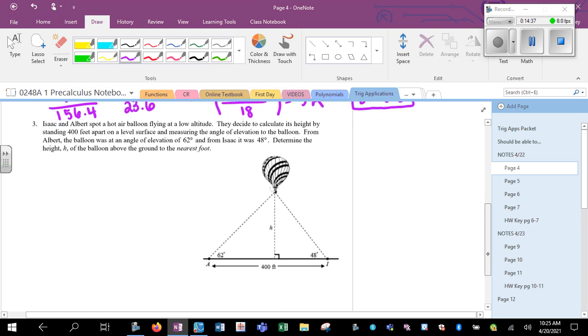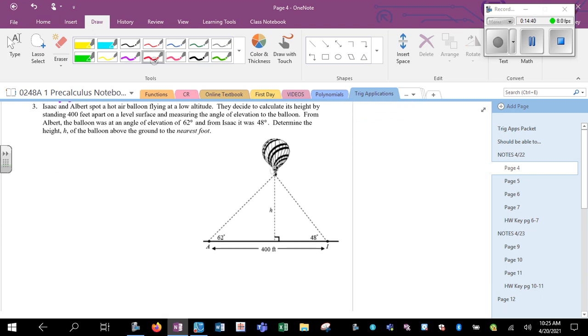Next question is an application. You'll notice there's going to be lots and lots of applications, hence the name of the packet. So word problems related to everything. Here we have I for Isaac and A for Albert. They spot a hot air balloon flying at low altitude. They decide to calculate its height, called h in our picture, by standing 400 feet apart and measuring an angle of elevation to the balloon.